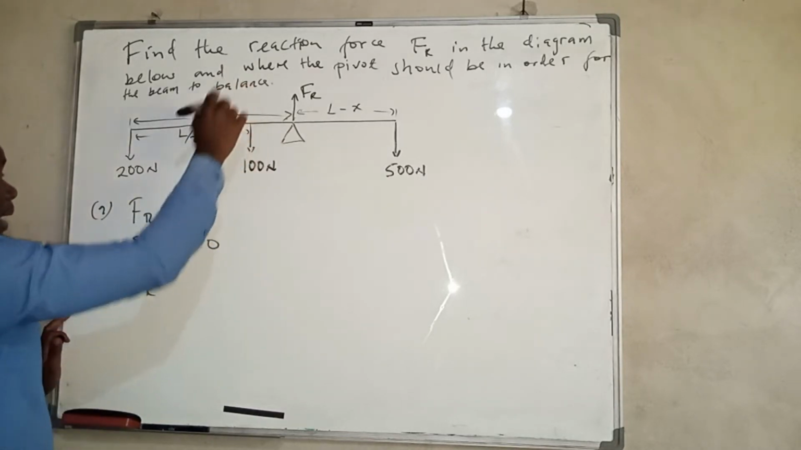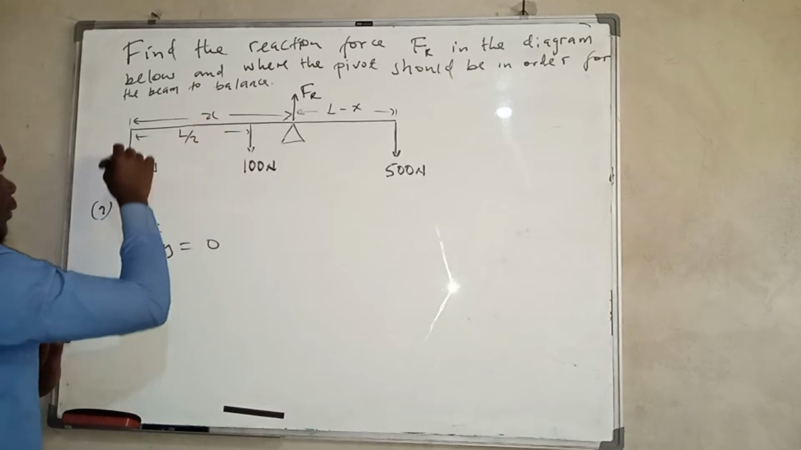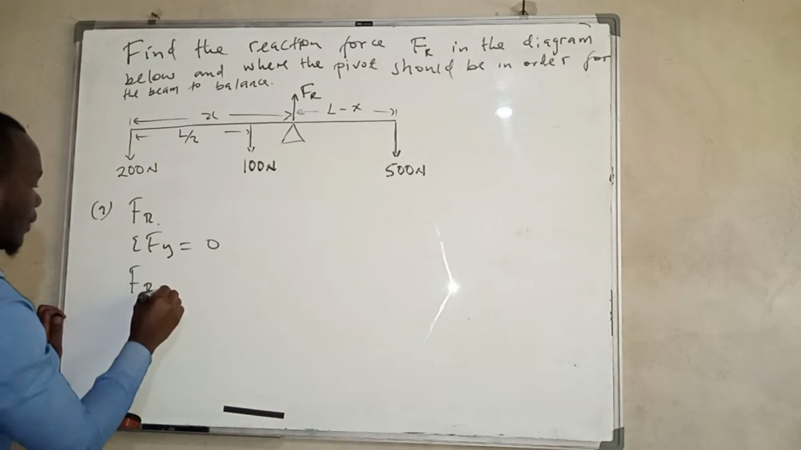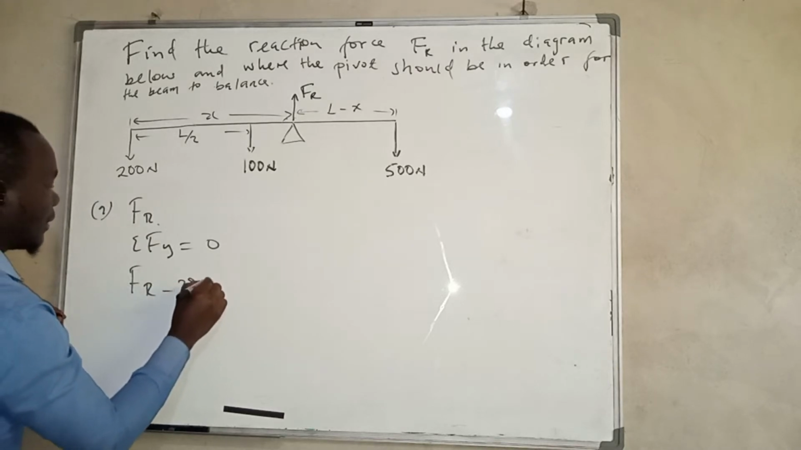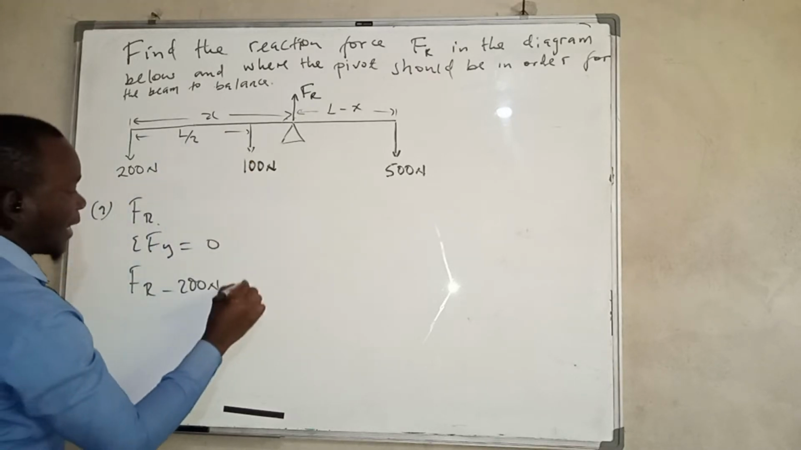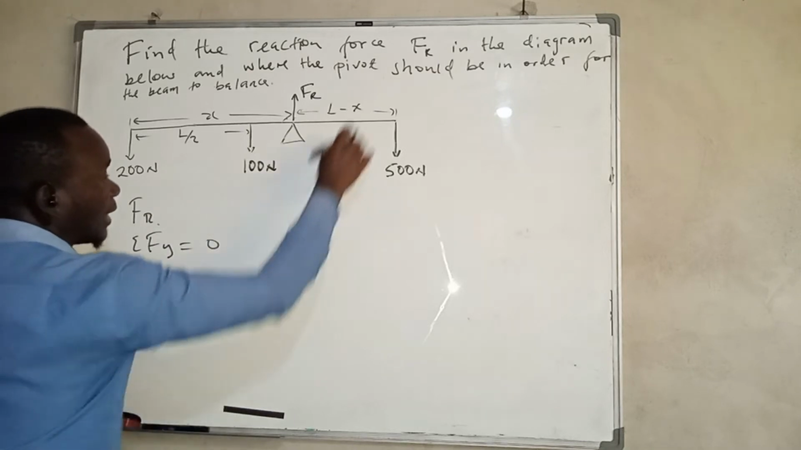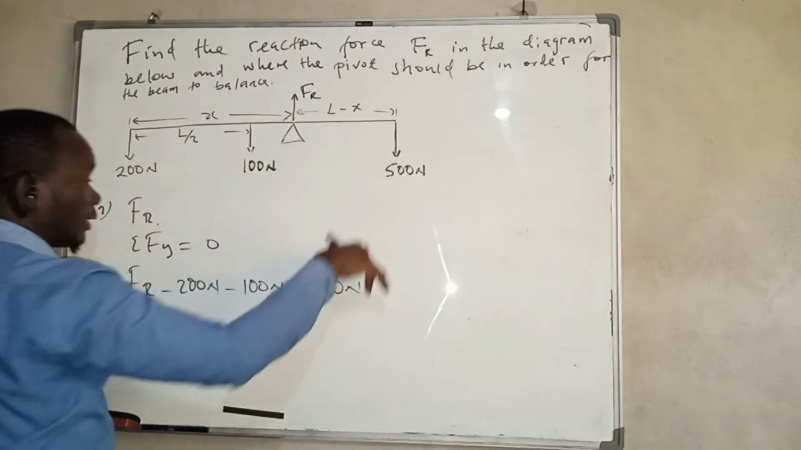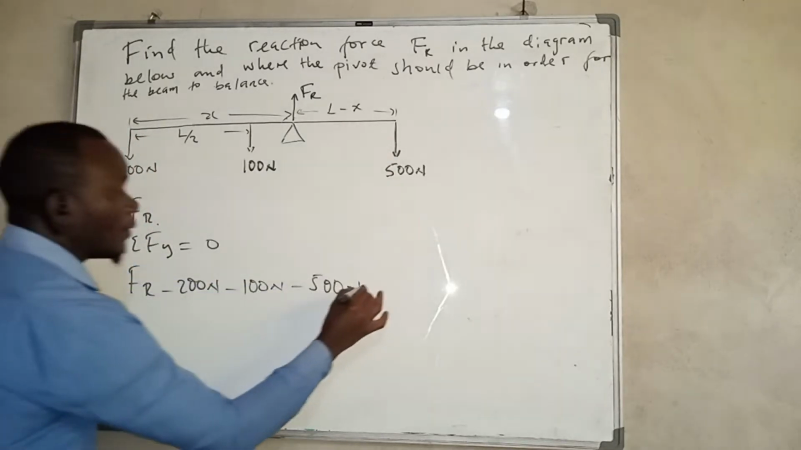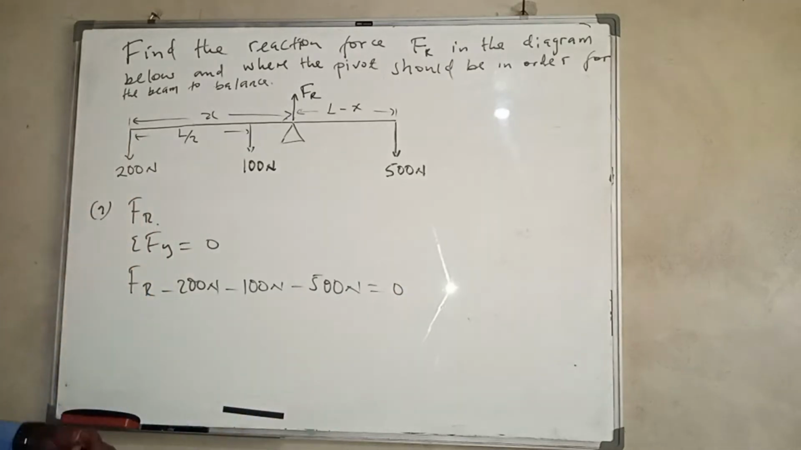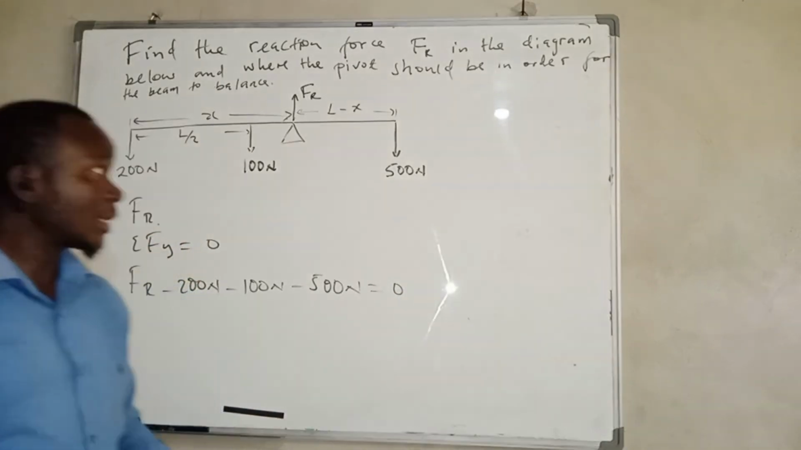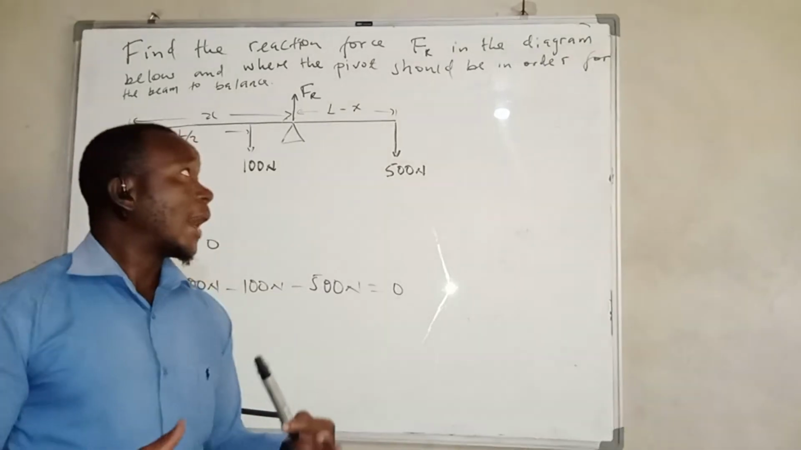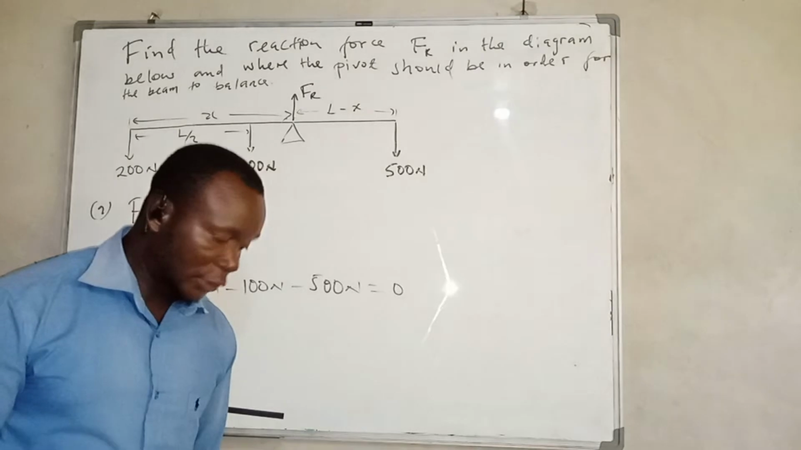So we have Fr, which is pointing up, so it is a positive one. Then in the downward direction, we have minus 200 because it is pointing down, then minus 100 newtons, and then minus 500 newtons. All these are pointing downwards. So this must be equal to 0 in order for us to obey the rule that the summation of forces must be equal to 0 in order for equilibrium to be reached.